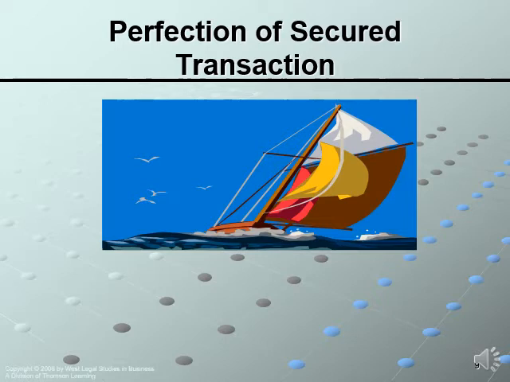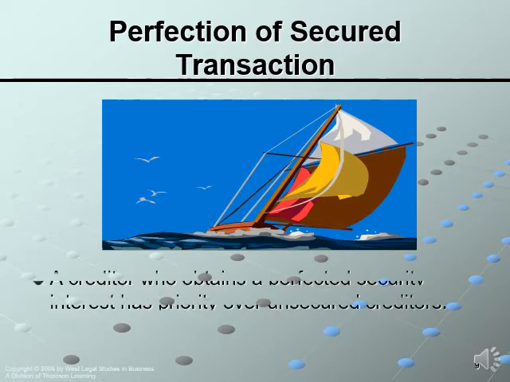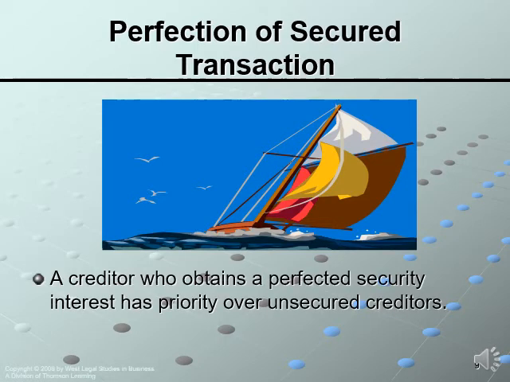There may be a fight. So you don't want to stop with a secured interest. You want to be a perfected secured creditor if possible. So perfection is something to think about. And a creditor who obtains a perfected security interest has priority over unsecured creditors. So a perfected secured creditor would have priority over the collateral, or a greater interest over the collateral than just a secured creditor or even an unsecured creditor.